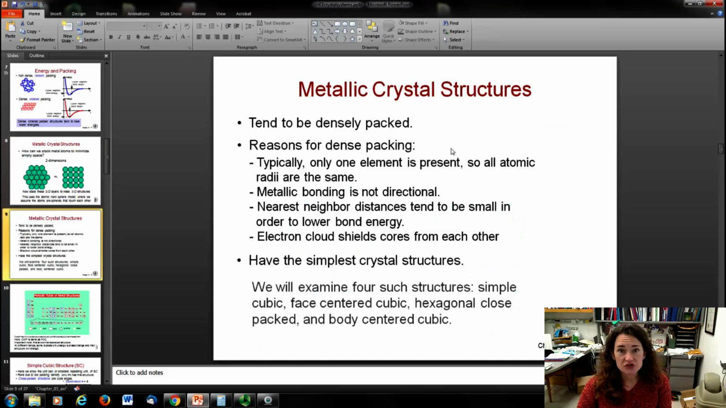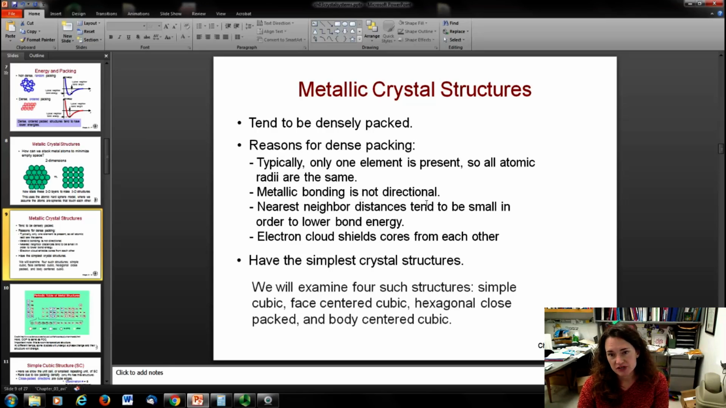Now, metallic crystal structures tend to be densely packed. The reasons for this are typically, in the structures that we're going to talk about today at least, there's only one element present. So we'll talk about the structure for copper, for example, or platinum. Therefore, all the atomic radii are the same. Also, metallic bonding is not directional. Remember that you have that ion core surrounded by the sea of electrons, and the electron sea can go in any direction, which makes the bonding non-directional, unlike covalent bonding.